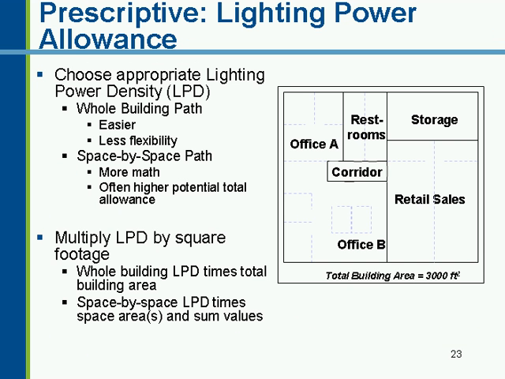Now, this completes the half of the process. The other half is determining what your allowed power is. And the process is to choose the appropriate lighting power density. And as we mentioned, you can do this in two ways: whole building or space by space. The whole building method is easier, but it provides less flexibility. In this case, you get one number for the entire building, apply that to your square footage, and that's your allowance. For space by space, you have to do more math, but you do get more flexibility.